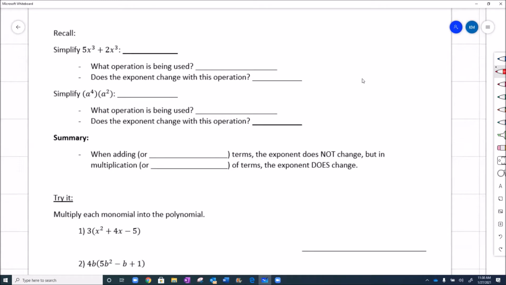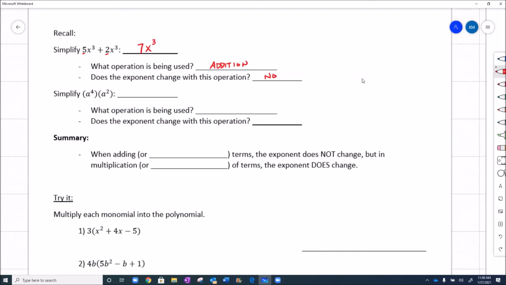Okay. Recall that when we simplify 5x cubed plus 2x cubed, we added the 5 and 2 because they're like terms, to get 7, and we kept it as x cubed because our rule with addition is they have to be the same. And our rule of thumb is, if they have to be the same, they have to stay the same. So what operation is being used here? It's addition. And our exponents don't change.